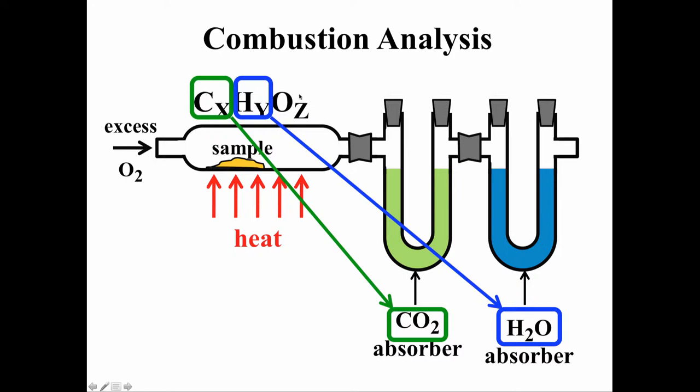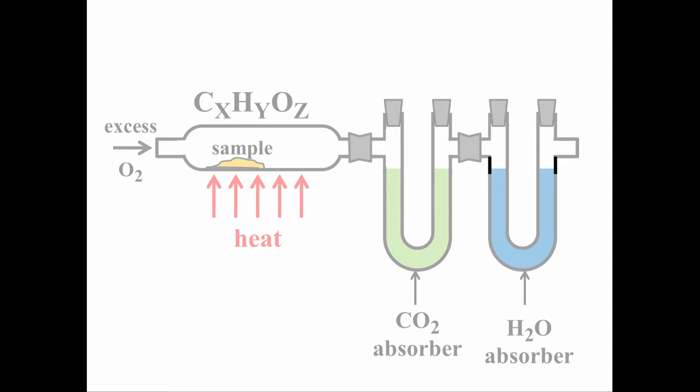The oxygen we're not actually able to track directly, but as you'll see in a bit, we can deduce how much oxygen had to be there from knowing the amounts of CO2 and H2O that are collected during the combustion analysis. So let's work our way through it, starting with 0.421 grams of CO2.